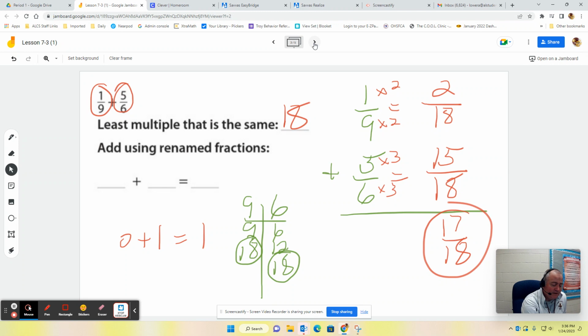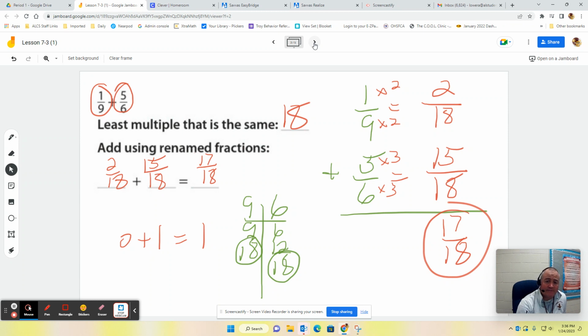As far as what I need to fill out, well, what did I rename 1/9 as? 2/18. What did I rename 5/6 as? 15/18. And then I just simply add those two together and I get 17/18.